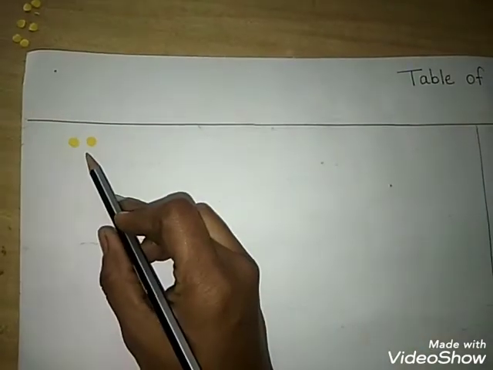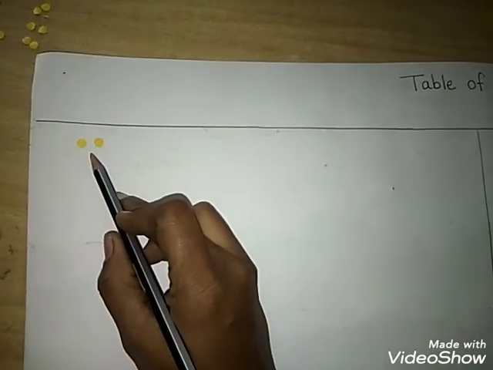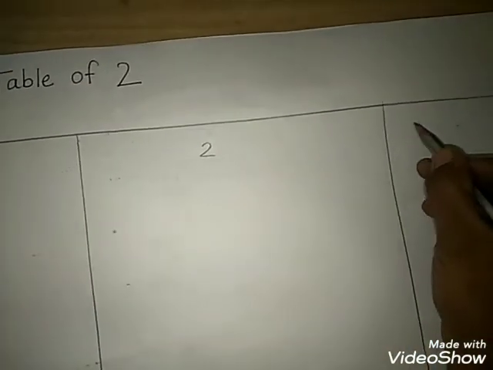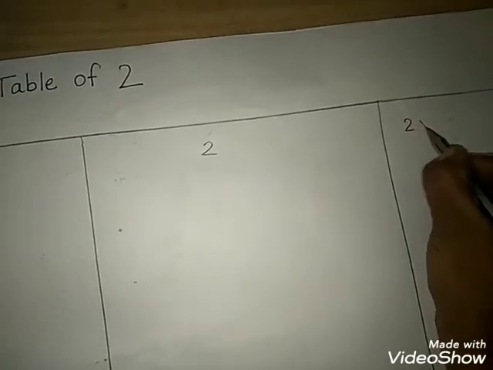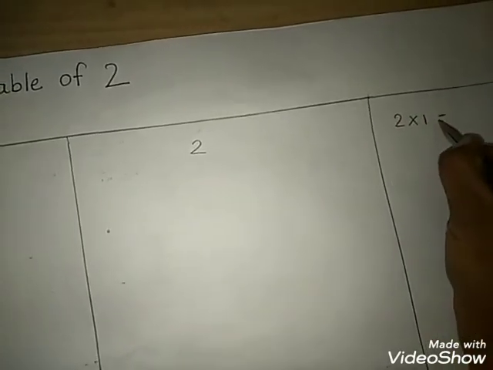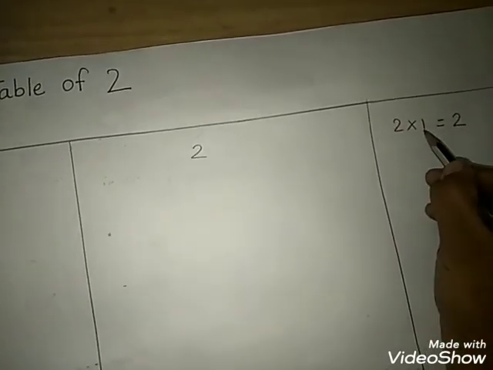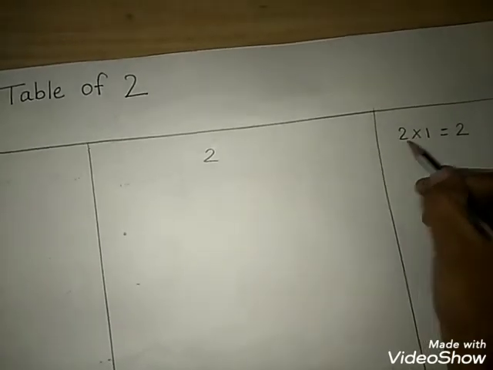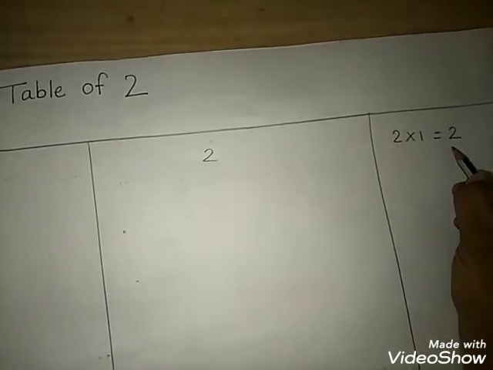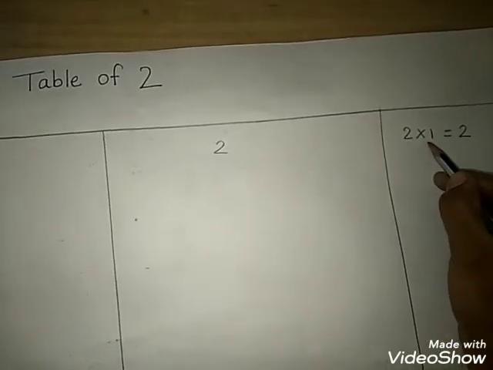We'll paste these 2 circular papers. How many groups are there? Only one group, so only 2 circular pieces. How are we going to write this? See, I'll explain. One group of 2 is equal to 2. Two ones are 2.